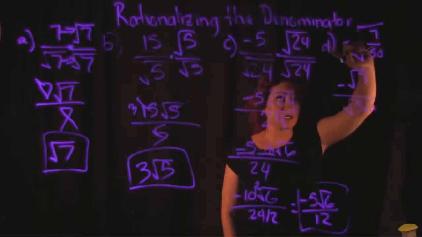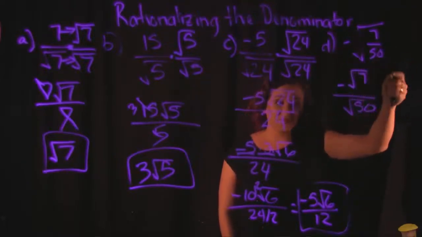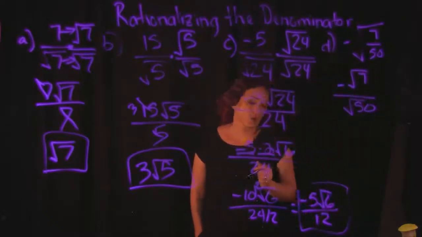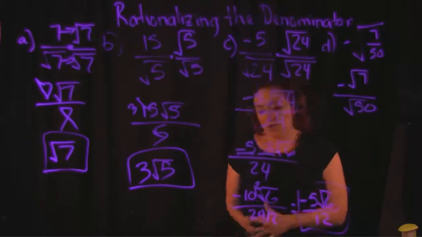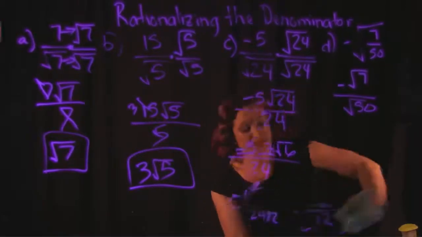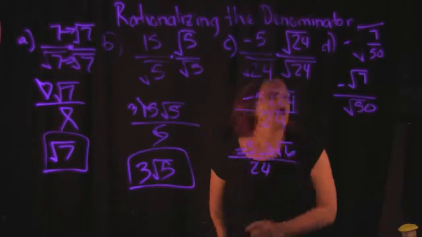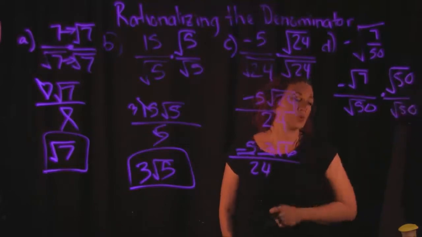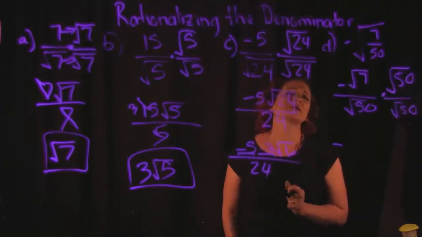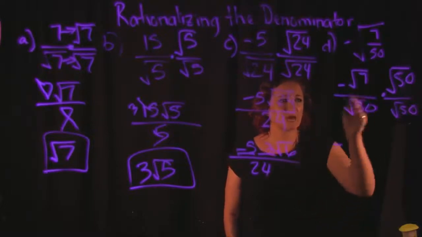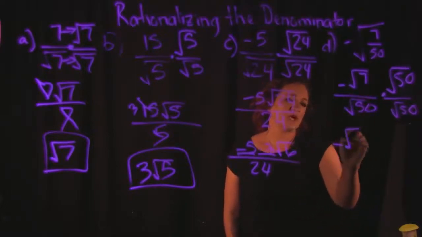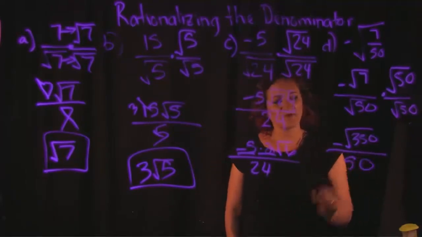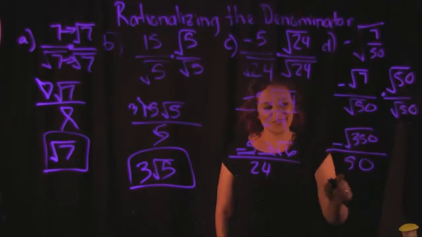So negative square root of 7 over 50 is the same thing as negative square root of 7 over the square root of 50, which means we do have a radical in our denominator, which means we are going to have to rationalize the denominator for this problem, which means we're going to have to multiply by the square root of 50 over the square root of 50. Now in the numerator, we have a negative square root of 7 times square root of 50. That gives me a square root of 350 over the square root of 50 times the square root of 50, which is 50.